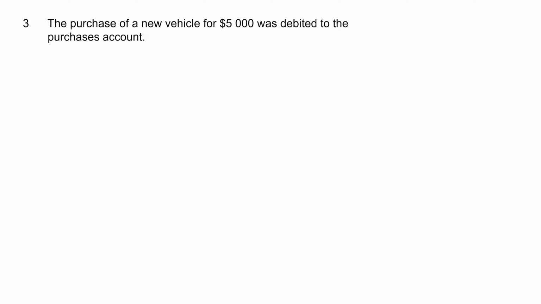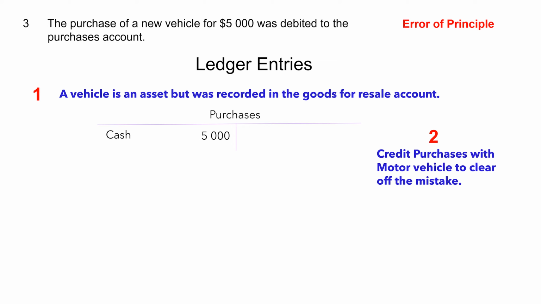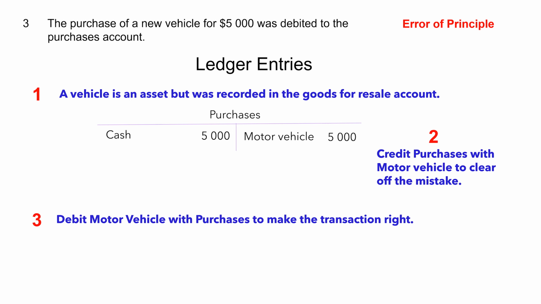3. The purchase of a new vehicle for $5,000 was debited to the purchases account. Error of principal. Ledger entries. 1. A vehicle is an asset but was recorded in the goods for resale account. 2. Credit purchases with motor vehicle to clear off the mistake. 3. Debit motor vehicle with purchases to make the transaction right.